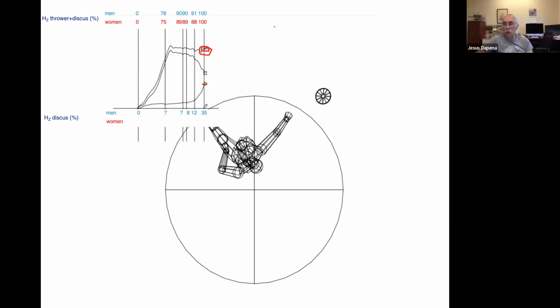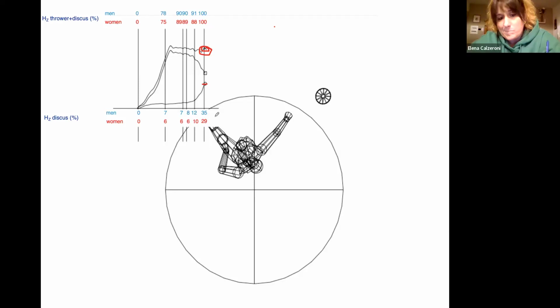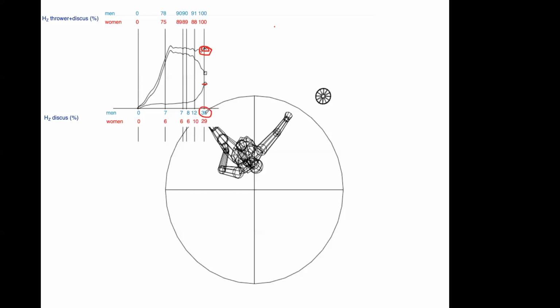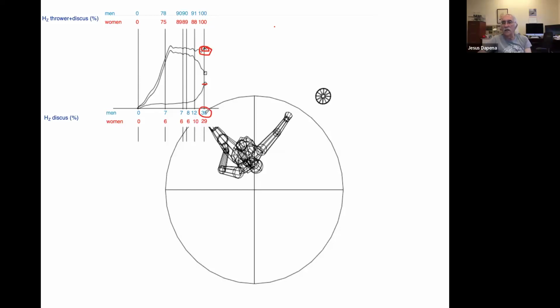So now we look at the women. And it's the same pattern, 0, 6, 6, 6, 10, a little bit of an increase on right foot, single support, and then the big increase in double support. One thing you may notice is that for the men, the discus at the end has 35% of the whole angular momentum of the whole system. But the women have a smaller value, 29%.